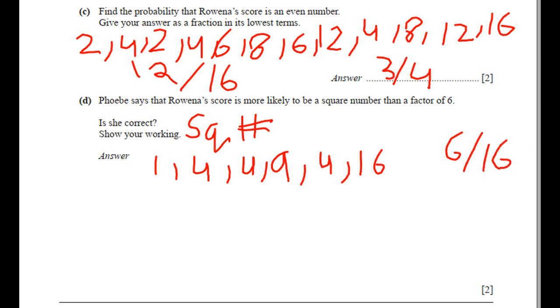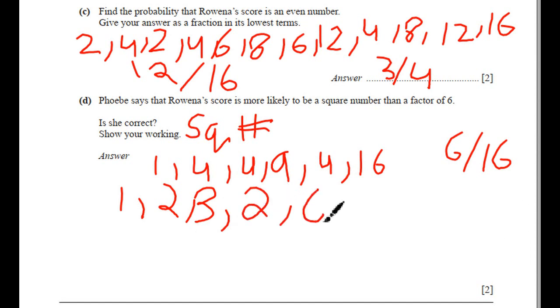Let's do the same for factors of 6. Which numbers are factors of 6 in our table? Now a factor is a number that will completely divide 6 without leaving a remainder. So 1 is a factor of 6, 2 is a factor of 6, 3 is a factor of 6, then again 2 is repeating, then 6 is a factor of 6, 3 and 6. So we have 7 numbers over here. So the probability of getting a factor of 6 is 7 by 16.